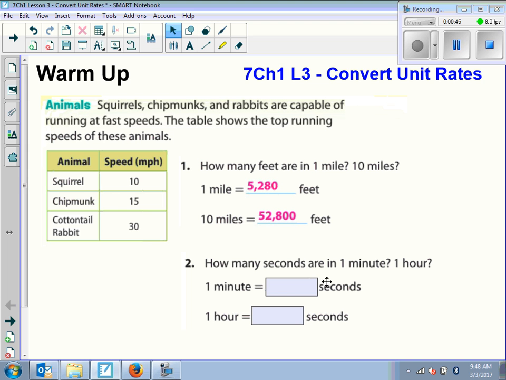How many seconds are in a minute? 60 seconds are in a minute. And how about an hour? 3,600. Now, how did I get from minutes to seconds and then hours to seconds? Right. So when we converted hours to seconds, we had to go from hours, then to minutes, then to seconds. And that's how we got 3,600.